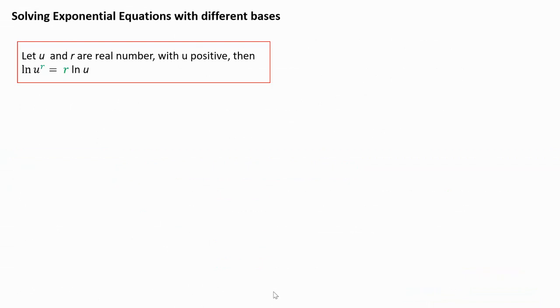Now comes another property. This is solving exponential equations with different bases. Again, we take the ln and the r goes to the front. This is the rule that we're going to be using. For example, this one here, you cannot find the same base. I believe the steps to solve exponential equations are to first try to find the same base, to use the same base property. But the second choice, if you cannot do that, is to use the ln or the log.